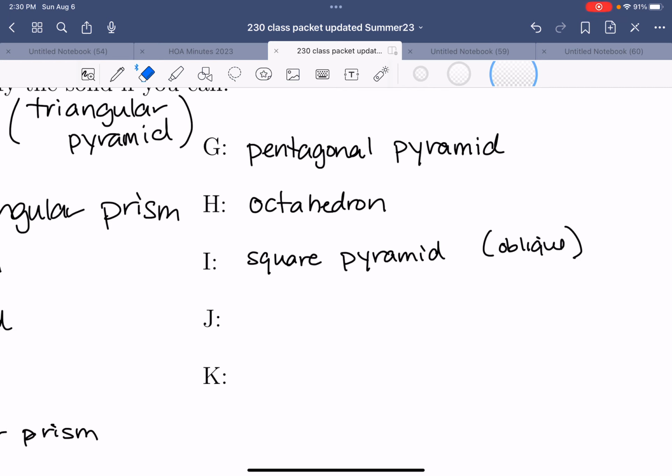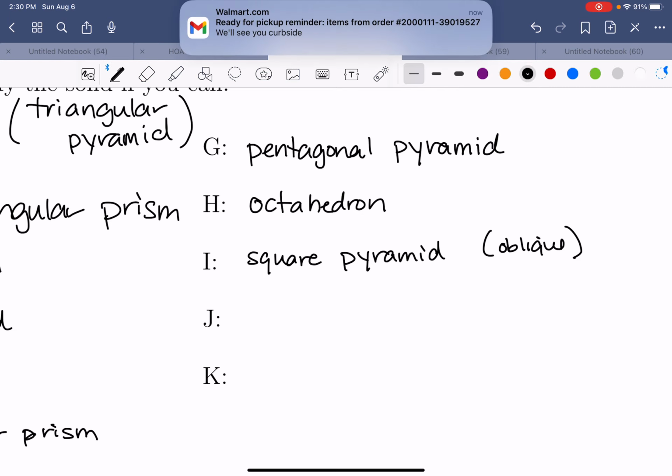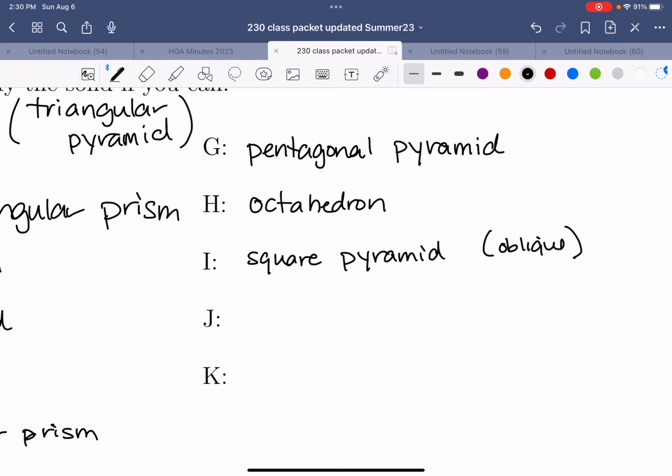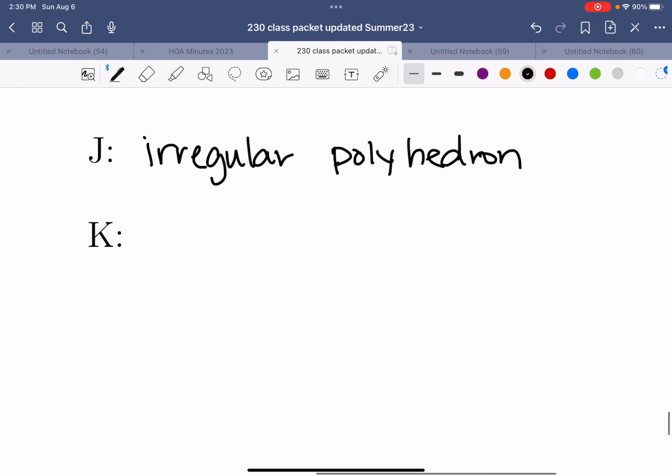And then J is a weird combination of things. Its 2 bases would be squares, but its lateral faces are triangles, and that does not match our description for a prism. So this is just an irregular polyhedron. Okay. And K is going to be similar because its 2 bases that are parallel to one another are rectangles, and its lateral faces are trapezoids, and that again does not fit either our prisms or our pyramids. So again, this is an irregular polyhedron.